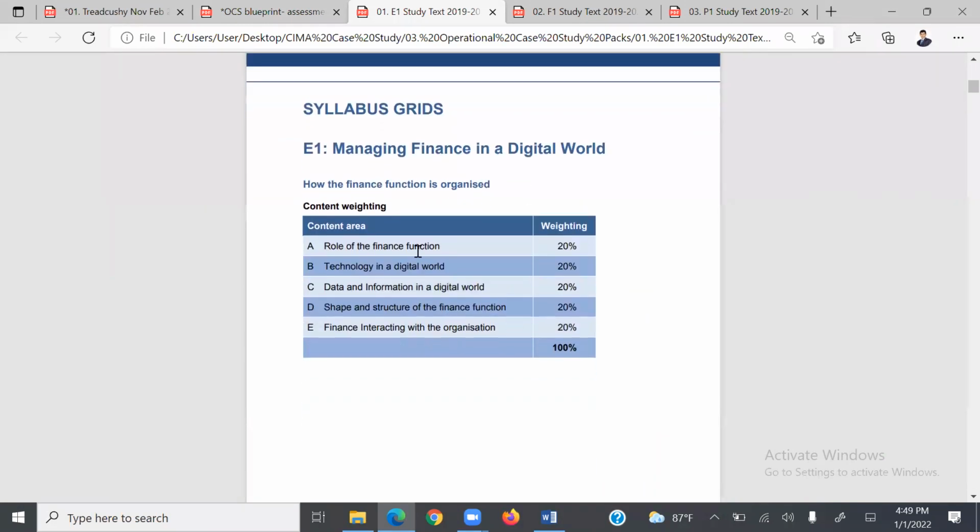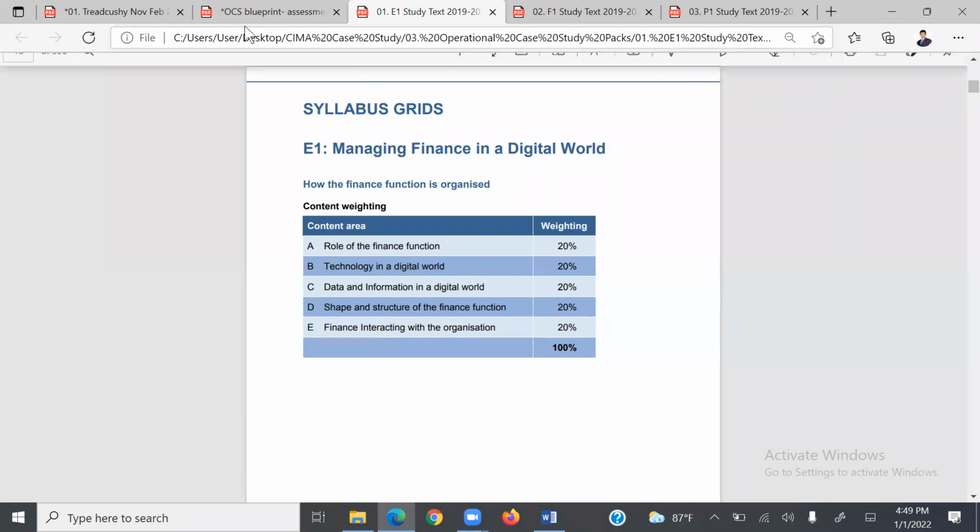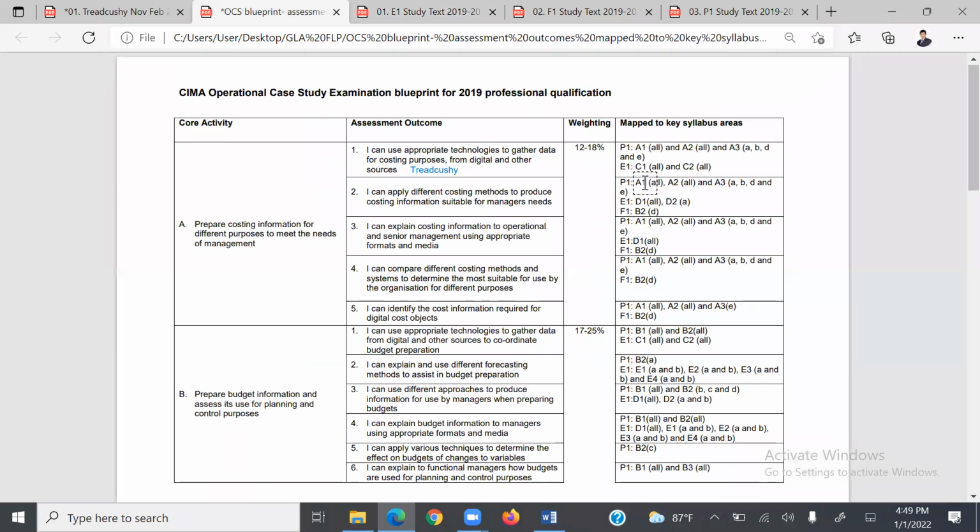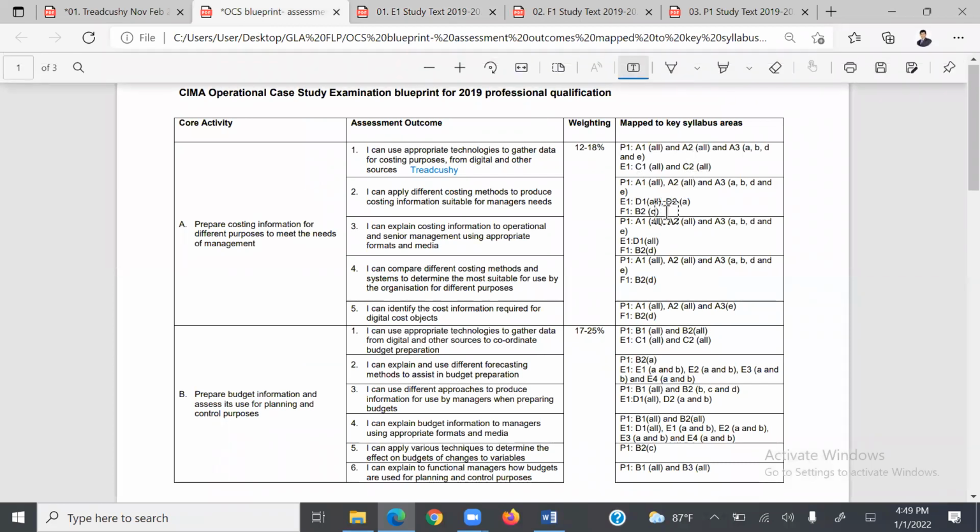Do you see here, Deepansh? E1, code A, B, C, D, E. Do you see that? Yes, sir. So if you see for E1, I will do it and show. They are specifically stating E1, C1 all, C2 all. Do you see there? C1 all, C2 all. So I will just highlight this, students.